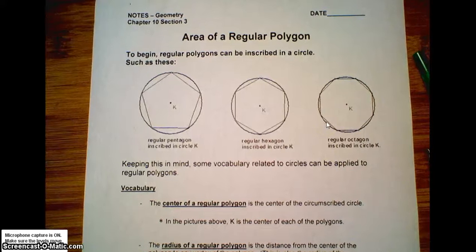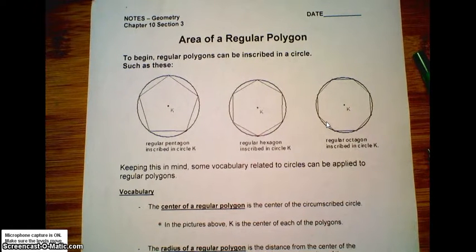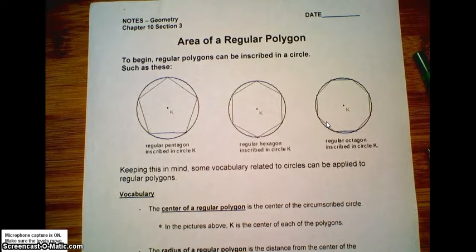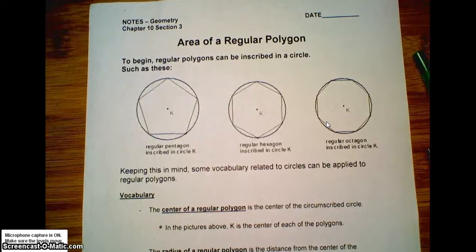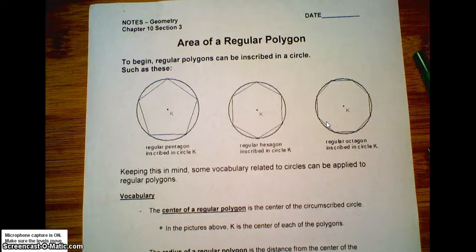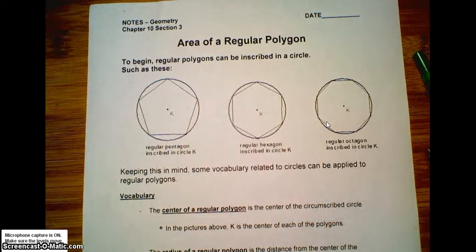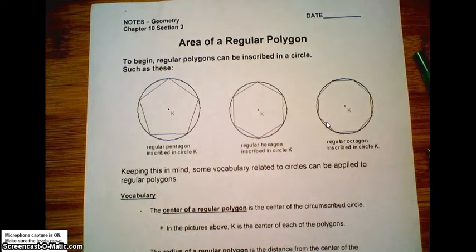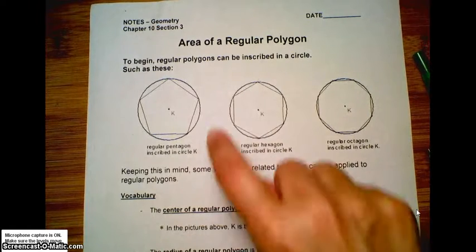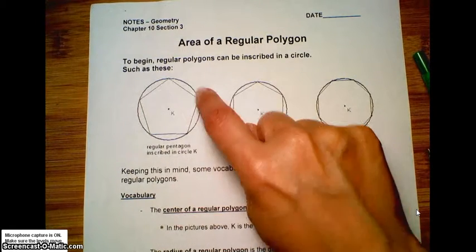Hi, we are taking a look at Chapter 10, Section 3. We're looking at the area of a regular polygon. If you recall from previous chapters, a regular polygon has all sides equal and all angles equal. The first thing we're going to look at is the idea that every regular polygon can be inscribed in a circle. And if you also recall, inscribed means that the vertices of the polygon lie on the circle.